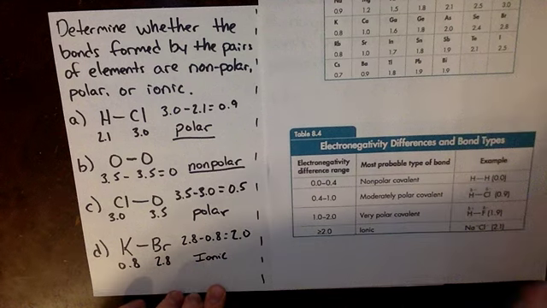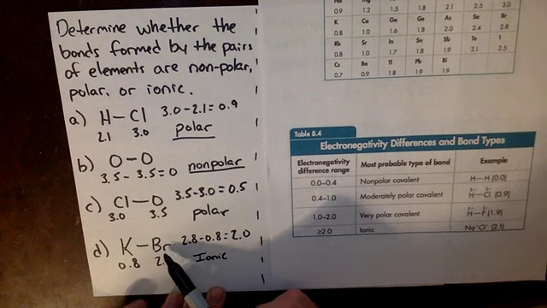And I want you to consider what an ionic bond really is. An ionic bond is the bond between a metal and a nonmetal. So metal, nonmetal, we could have predicted pretty easily this one to have been ionic.